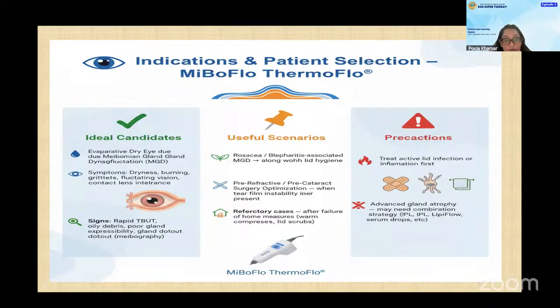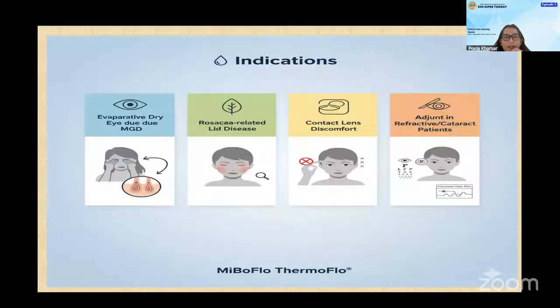Also, patients with rosacea, this can be used. Patients with blepharitis, it works very well. Patients with Demodex also, it works very well. So it helps you a lot for many cases. The only places you should not use it is if there is an active lid infection or inflammation, then you treat them first. And if it's an advanced gland atrophy, then none of this therapy works. So for those patients, you probably don't need it. But otherwise, these would be the most ideal candidates.